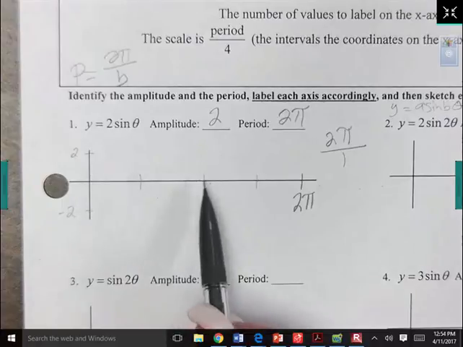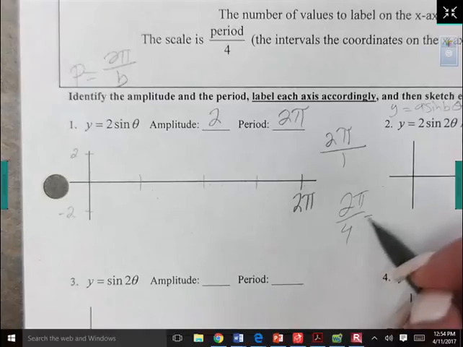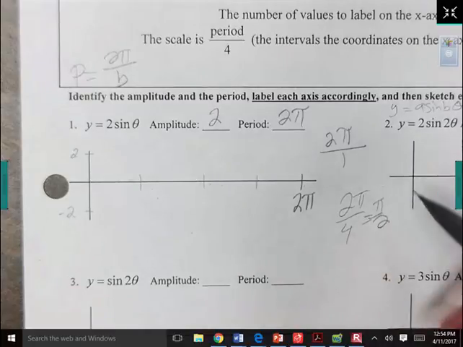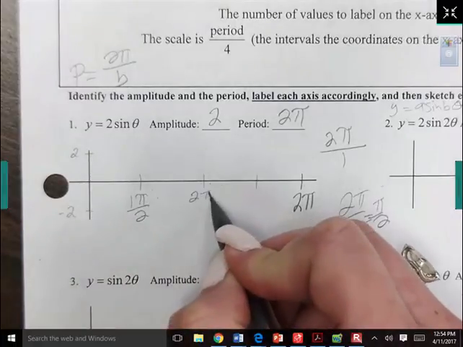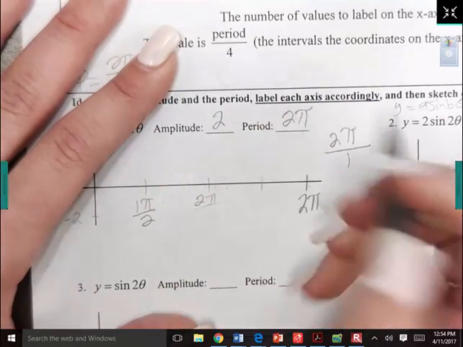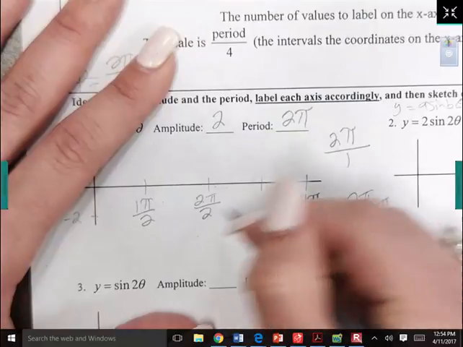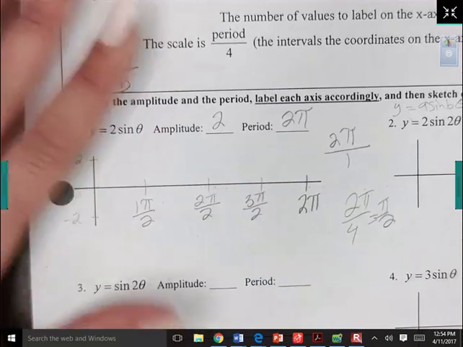Now, to determine how much each of these go by, all we have to do is take our period and divide it by 4, right? So what's our period? 2 pi. So what's 2 pi divided by 4? Pi over 2. So that means that this is 1 pi over 2. This one is going to be 2 pi over 2, which you know is just pi. This is going to be 3 pi over 2. And this is 4 pi over 2, which is just 2 pi.